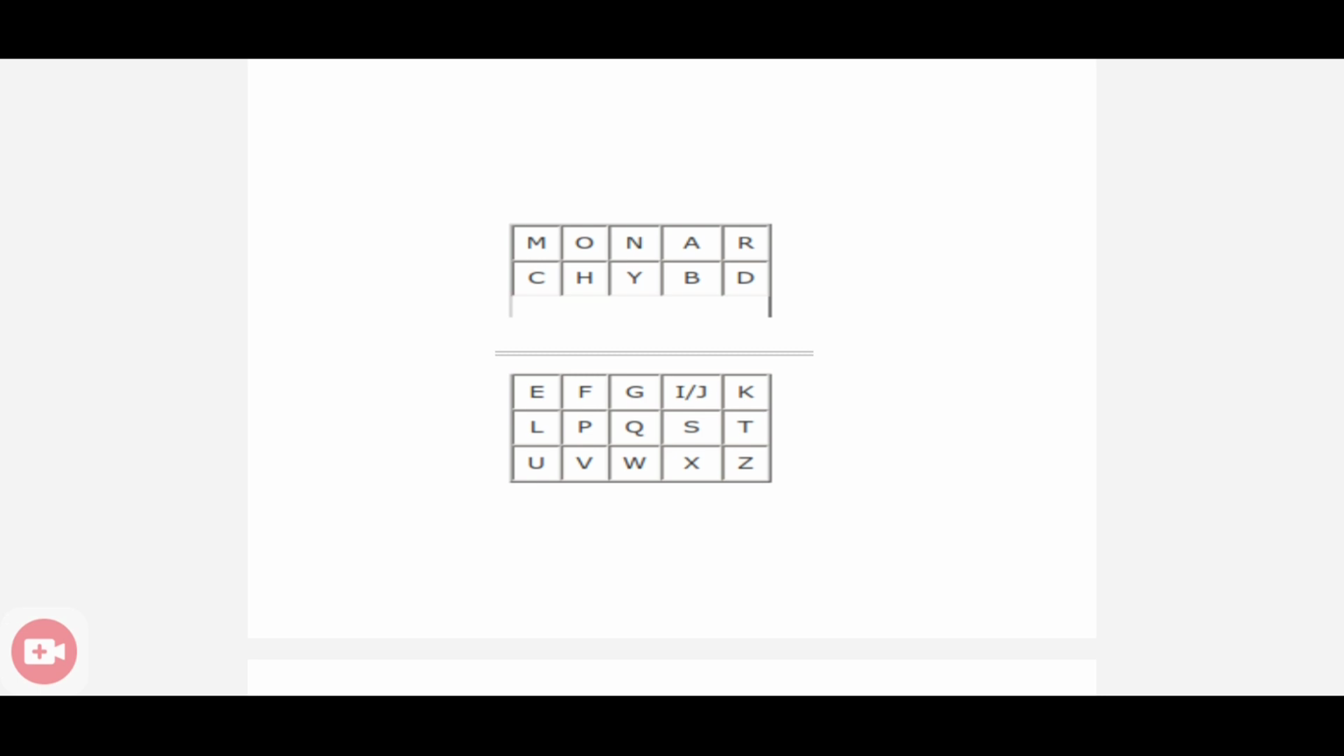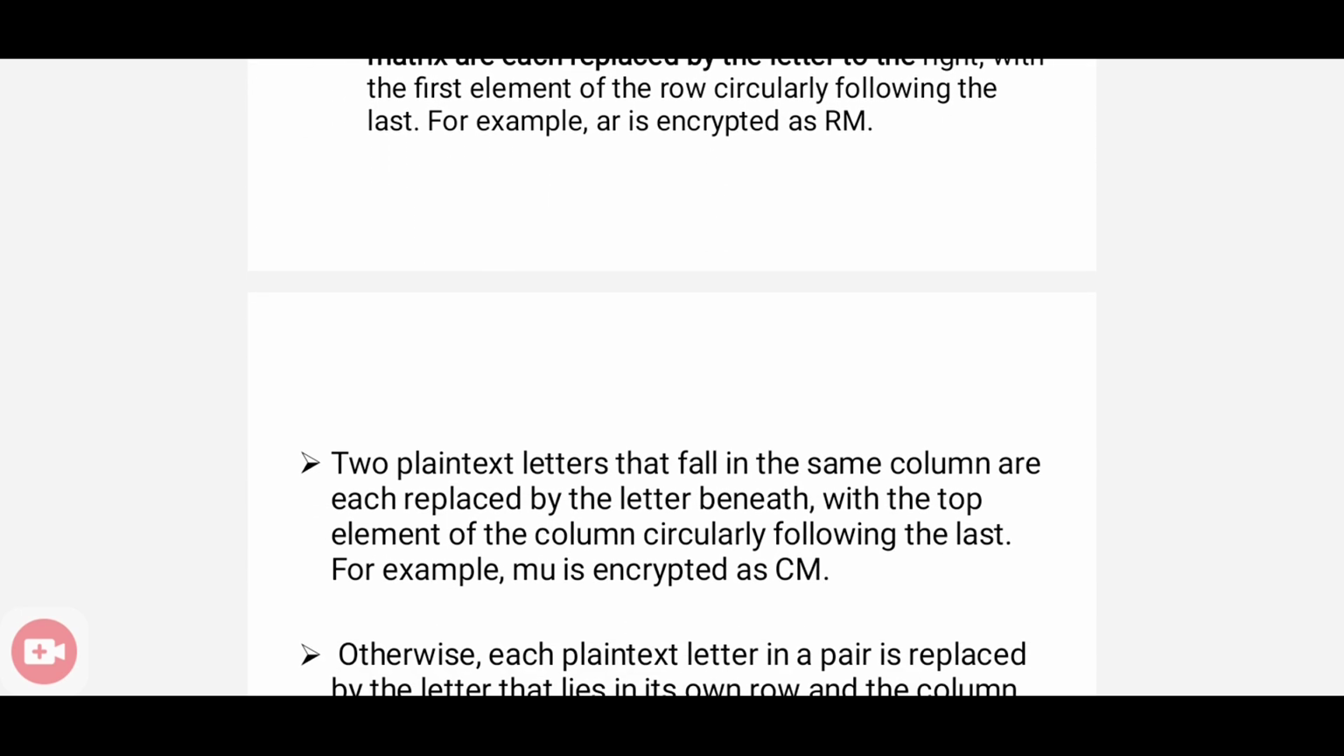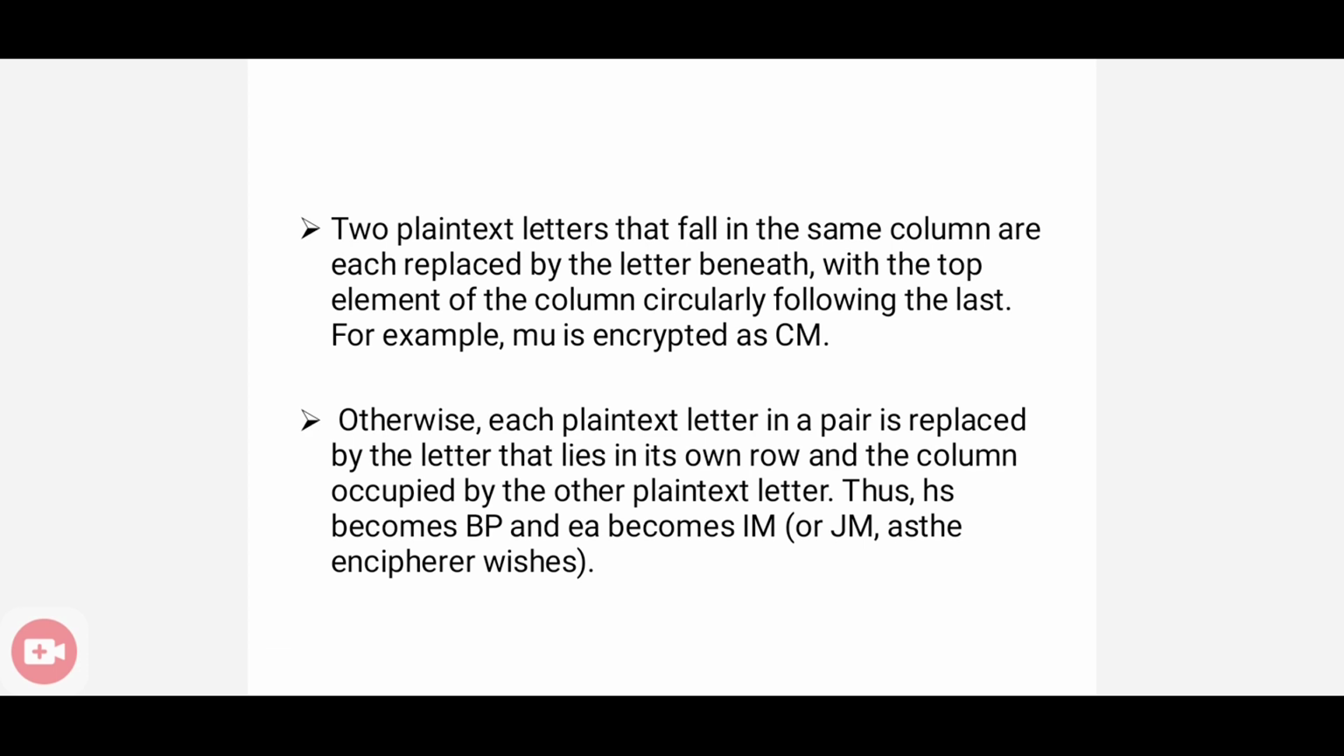So UM can be replaced as MU, and MU can be replaced as CM. Okay. And the fourth rule: each plain text letter in a pair is replaced by the letter that lies in its own row and the column occupied by the other plain text letter.